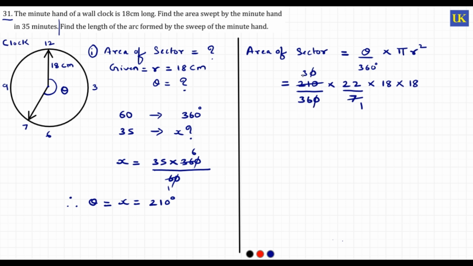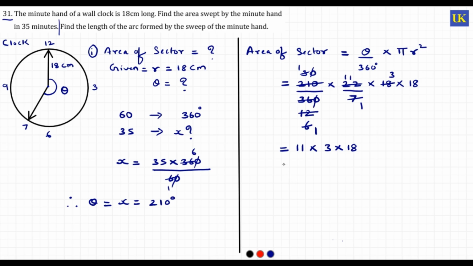So then 3 ones are 3, and 3 ones are 3, 3 twos are 6, then 2 sixes are 12, then 2 ones are 2, and 2 ones are 2, and then 6 ones are 6, and 6 threes are 18. So after long cancellation, what we are remaining with, we have 11 into 3 into 18.